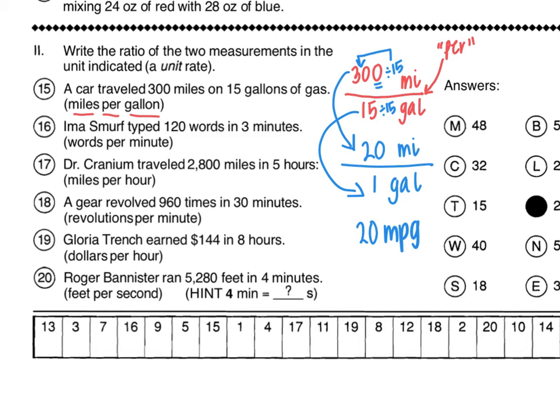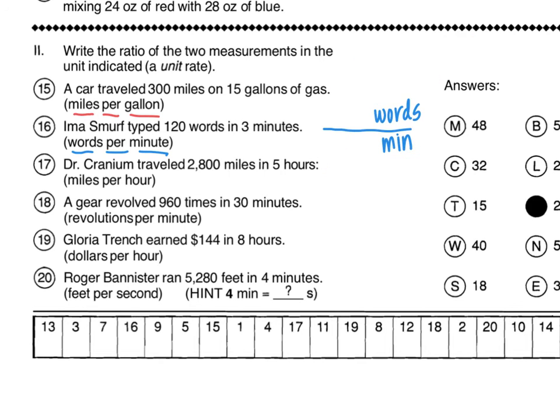I'm a Smurf typed 120 words in 3 minutes, and they're telling us that they want us to do words per minute. So our numerator will be words, our denominator will be minutes. So we've got 120 words, that's our numerator, in 3 minutes. And the how-to step of our definitions told us we divide both the numerator and the denominator by the denominator. And our denominator here is 3, so we're going to divide by 3 in both cases. And the idea is we want to end up with 1 of whatever unit for our denominator.